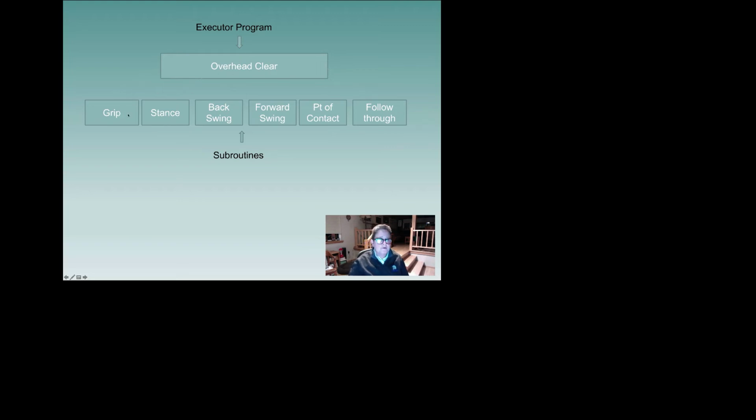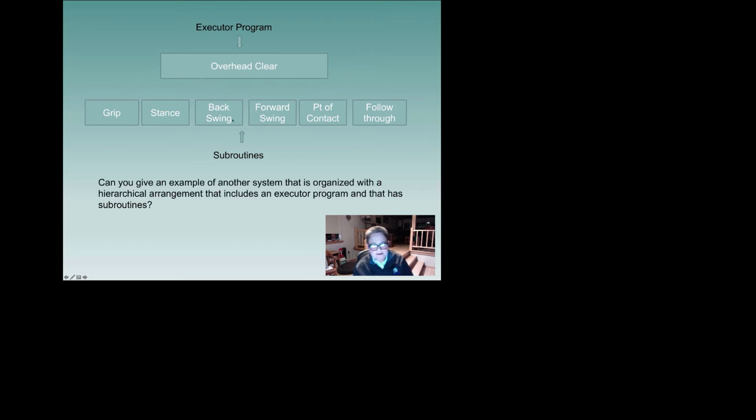Underneath the executive program are several parts of what you have to do in order to meet that executive. These are called the subroutines. You'll notice that there's a grip, stance, a backswing, a forward swing, a point of contact, and then there's a follow through. So each one of these pieces is important to actually being able to execute this executive program called the overhead clear. Can you give an example of another system that's organized with a hierarchical arrangement like this, with executive programs and subroutines?